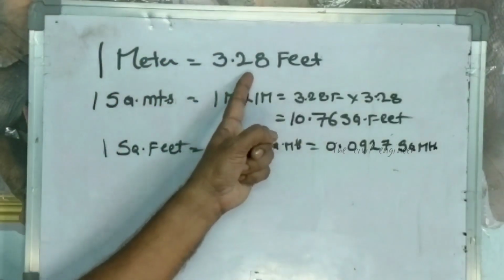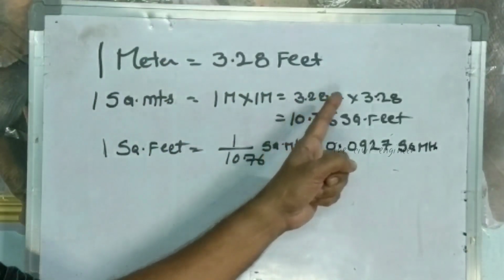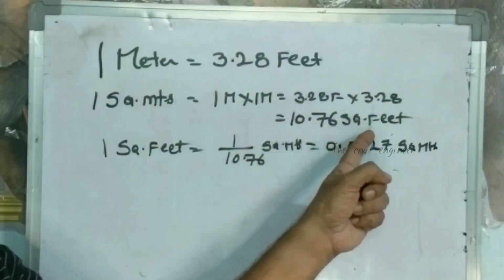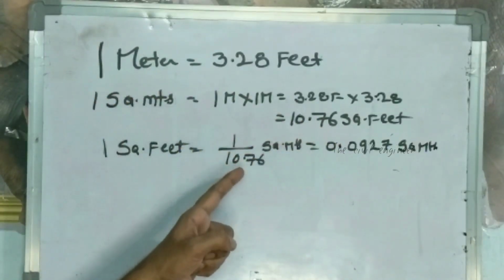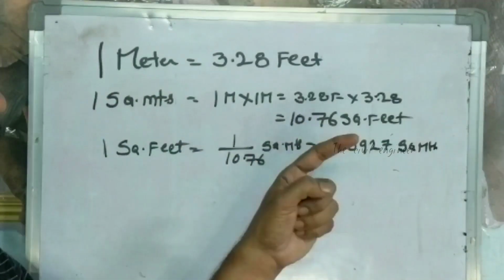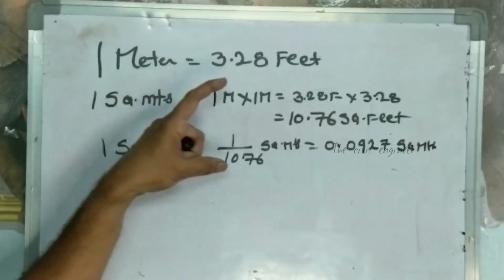1 meter is equal to 3.28 feet. So 1 square meter is equal to 3.28 into 3.28, that is equal to 10.76 square feet. 1 square foot is equal to 1 by 10.76 square meters, that is equal to 0.0927 square meters. This is the meter-feet conversion.